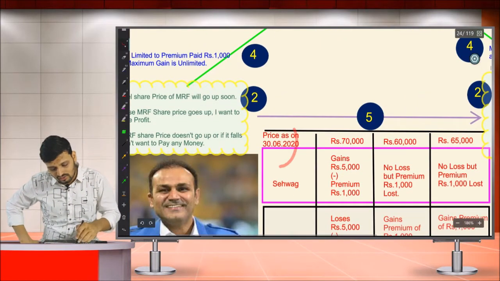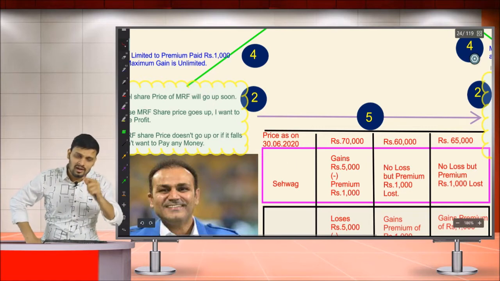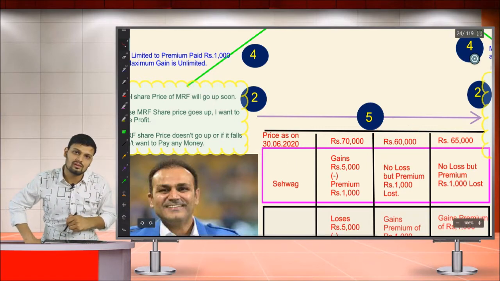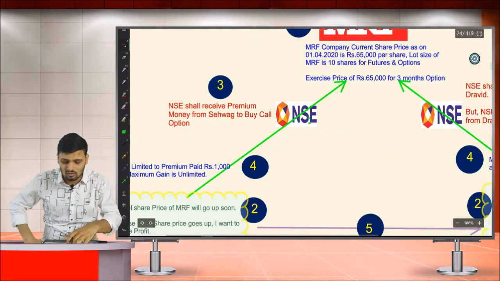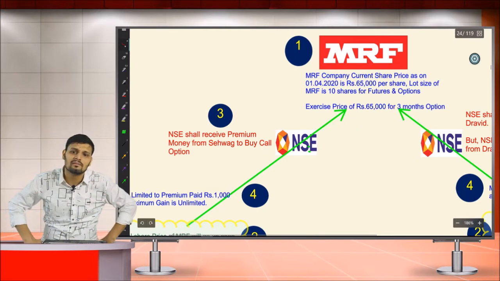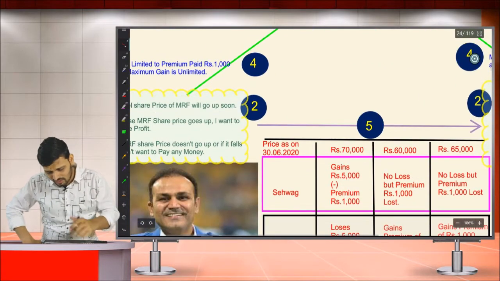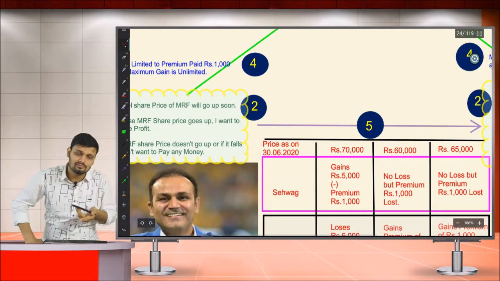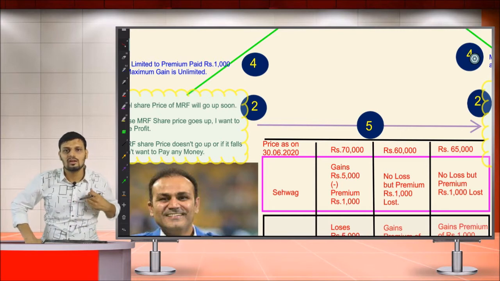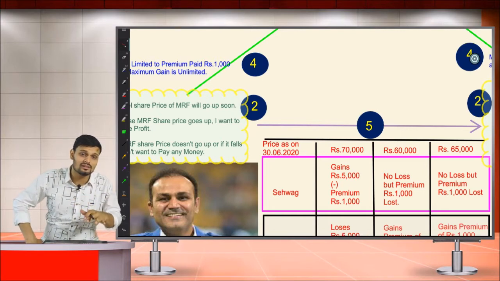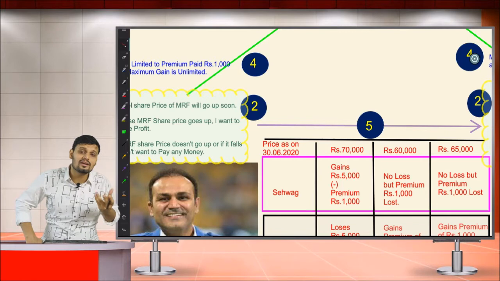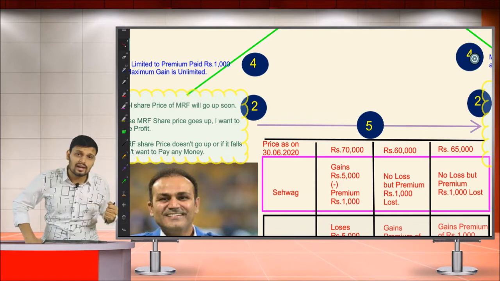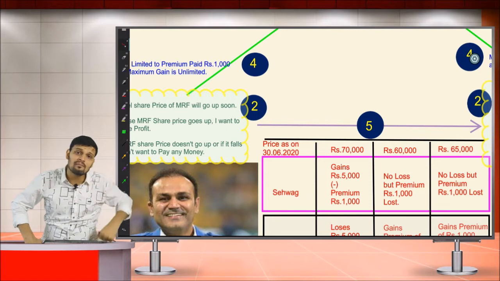Now, as on the expiry date, in the physical market, one share is available for 60,000 itself. If one share is available for 60,000 in the physical market, why will Sehwag go and buy it at 65,000 from Dravid? He will never go and buy at 65,000 from Dravid, because in the physical market he can buy it at 60,000 itself. That is why I told you that Sehwag has the right to buy, not the obligation. To get this right, he has paid in return a premium to Dravid.